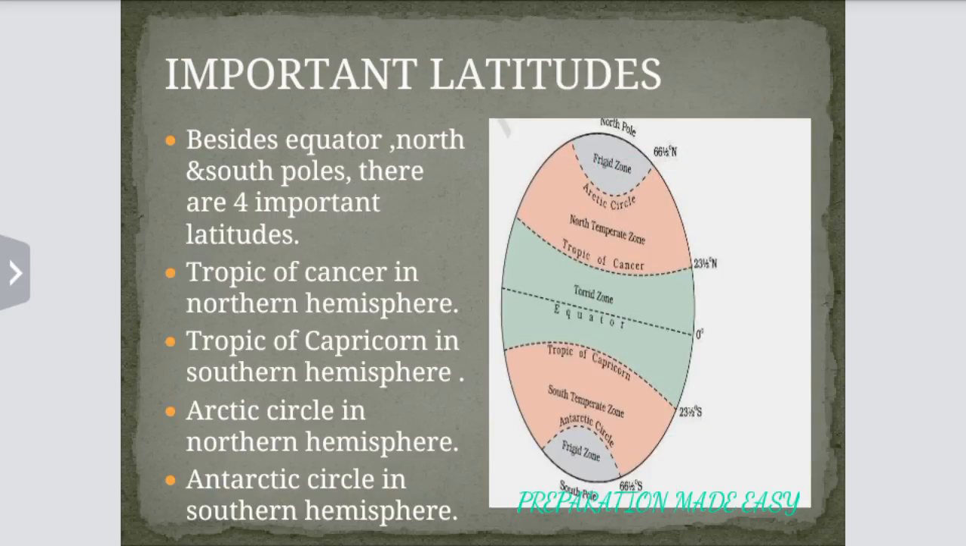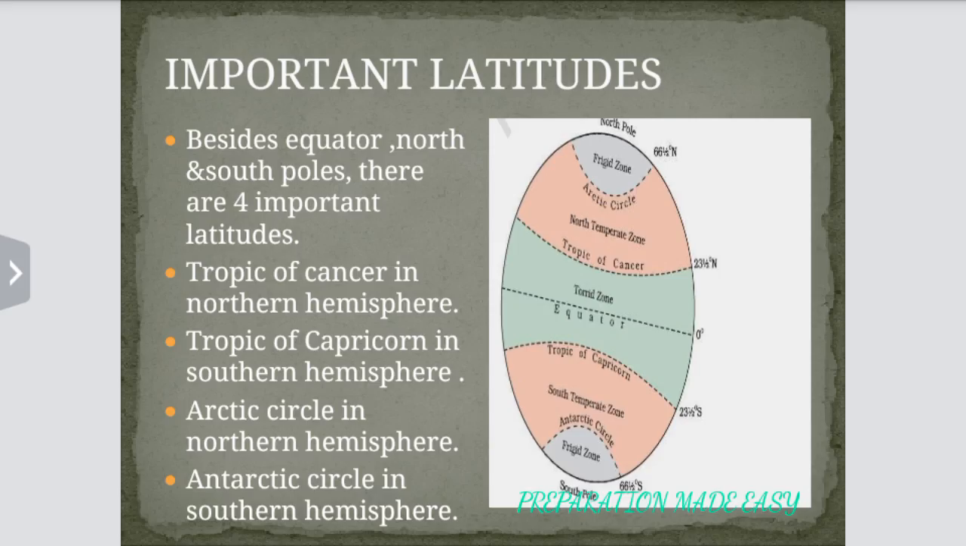Now let us see the important latitudes. Beside equator, north and south pole, there are four important latitudes. Now let us see this one by one. Tropic of Cancer in the northern hemisphere, Tropic of Capricorn in the southern hemisphere, Arctic Circle in the northern hemisphere, and Antarctic Circle in the southern hemisphere.